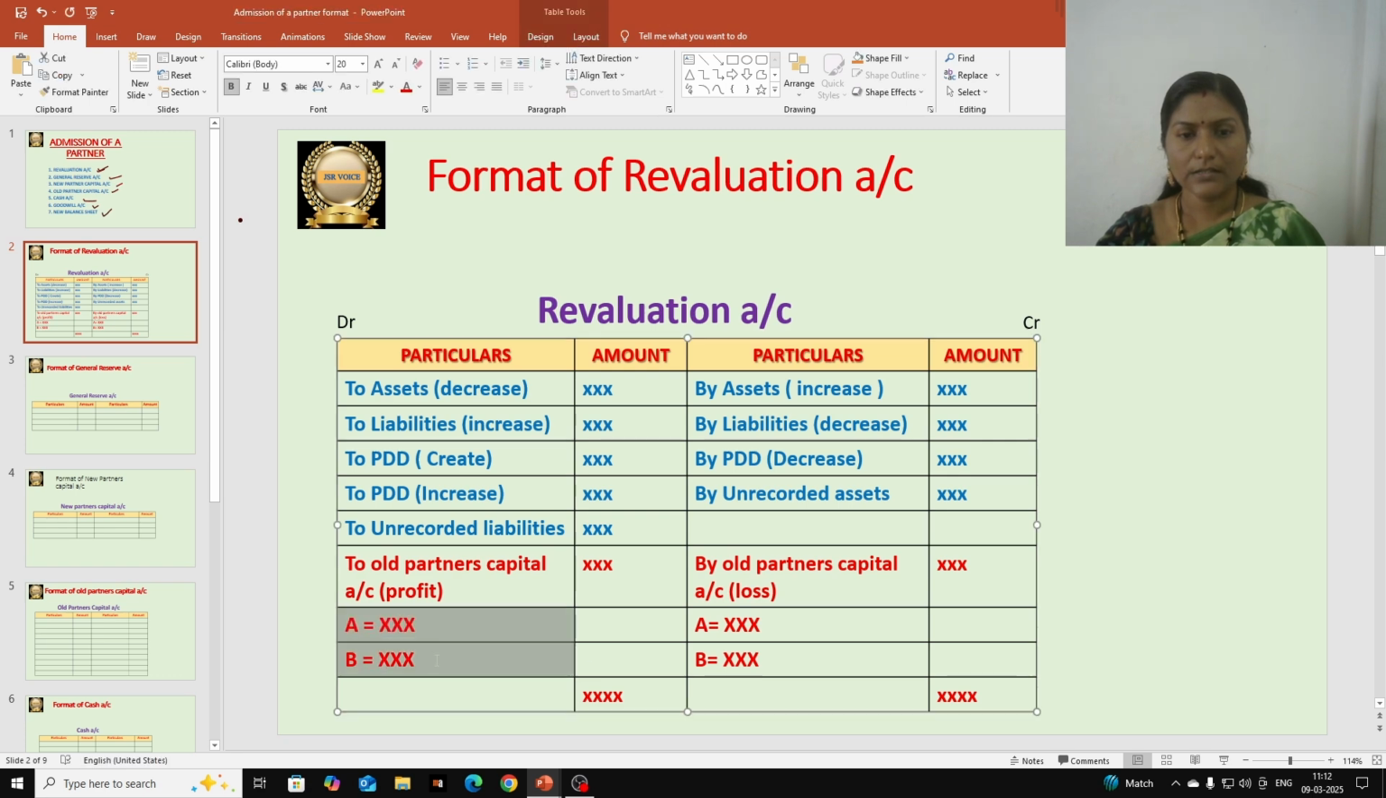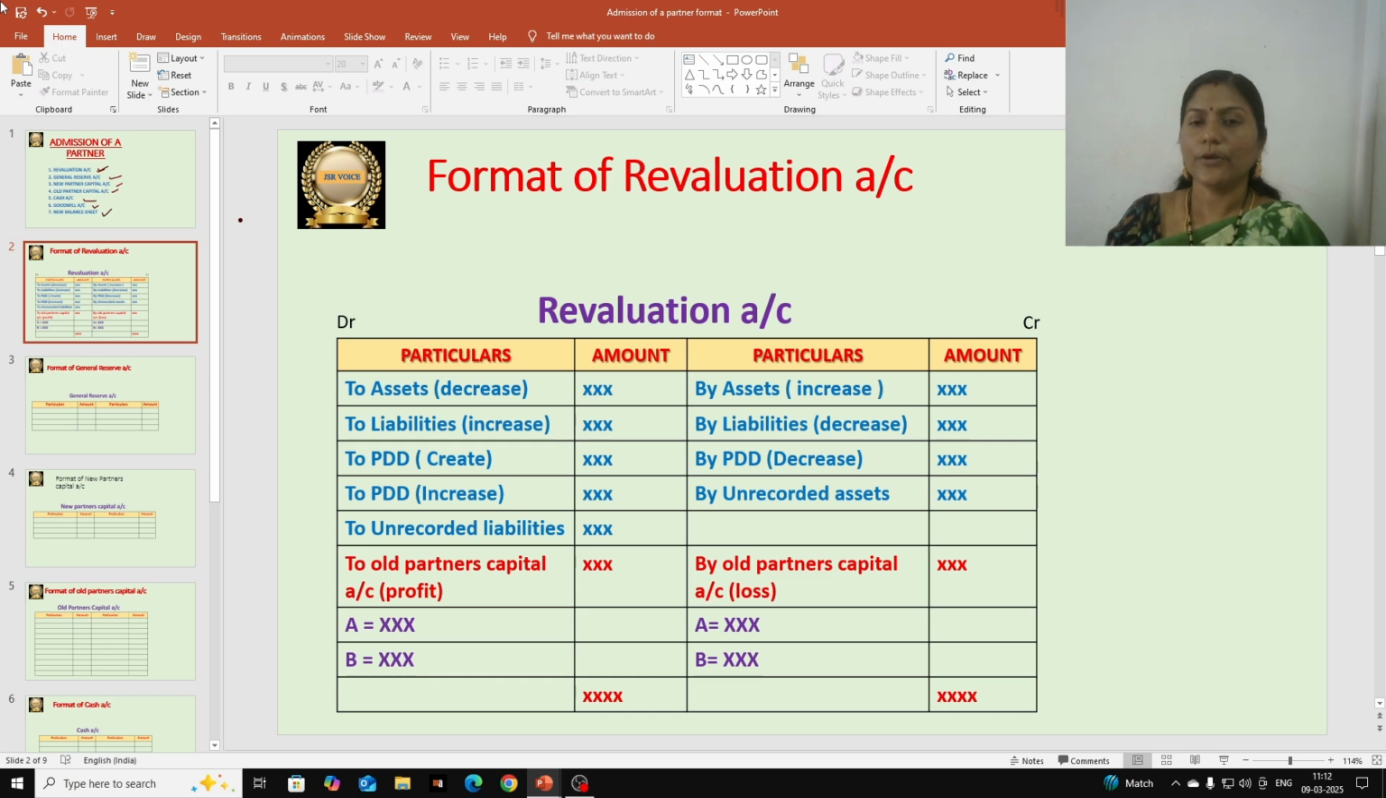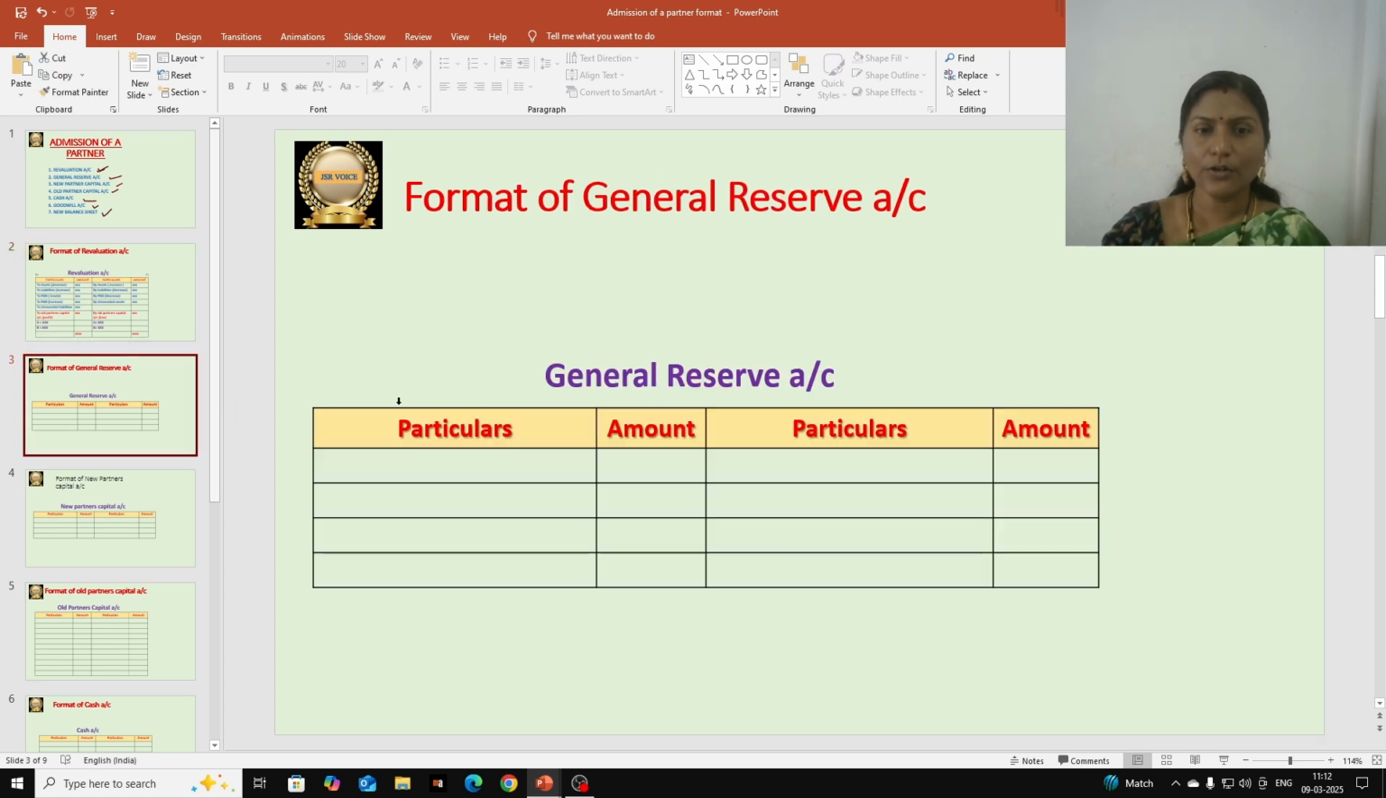Okay, these are answers, and here for A and B we are distributing. Okay, so this is how we prepare revaluation account. Hope this is clear for everyone. Before doing the solution, you have to know the format, then only you can do the solution easily. First account format finished. Let us go to the second account.